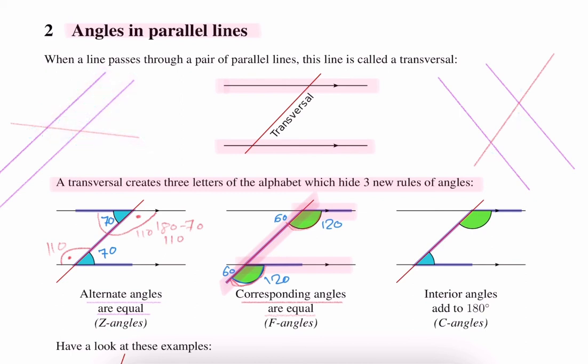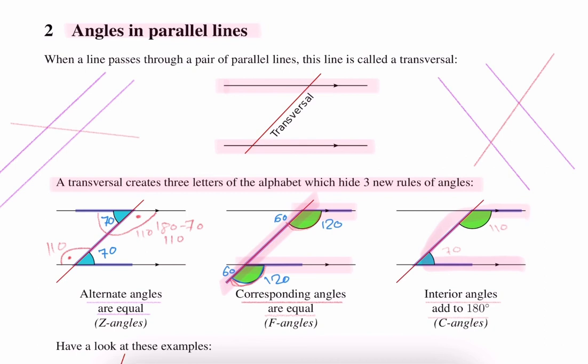The third and last letter we have for today is the C angles. As you can see, this is a C letter. The C letter gives me something I can call interior angles, and this time you need to pay attention because, unlike the corresponding angles and the alternate angles which were equal, the interior angles add up to 180. So if this angle is 110, this angle would be 70, 180 minus 110.